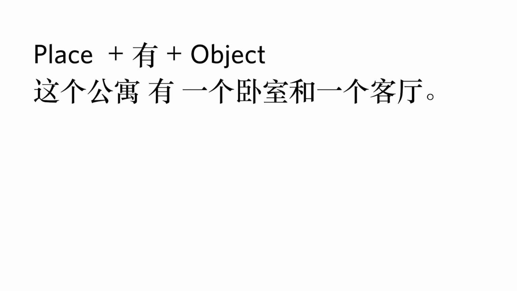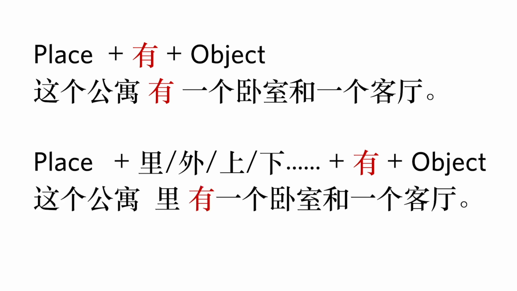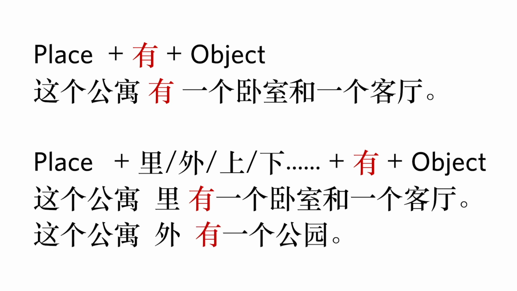And we always put words like 里, 外, 上, 下 after the place to provide more details of the location of the object. So it becomes place, 里, 外, 上, 下 plus 有 plus object. For example, 这个公寓里有一个卧室和一个客厅. It means inside the apartment there is a bedroom and a living room. 这个公寓外有一个公园. There is a park outside the apartment.